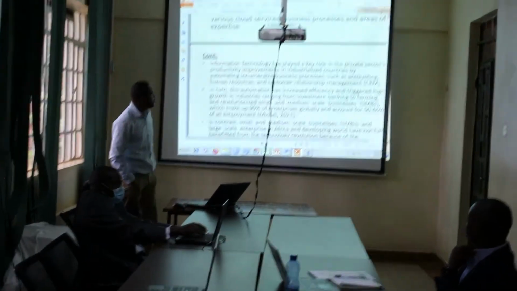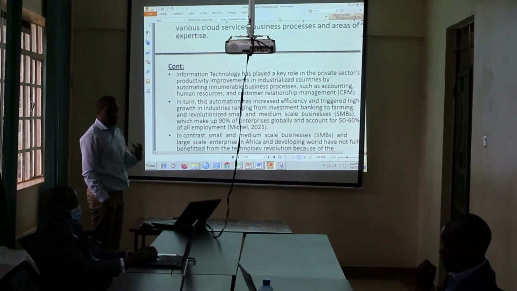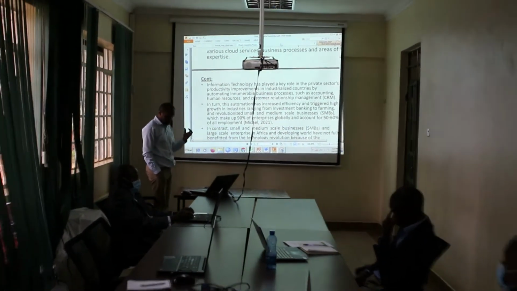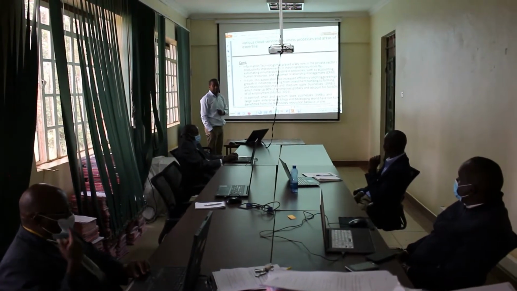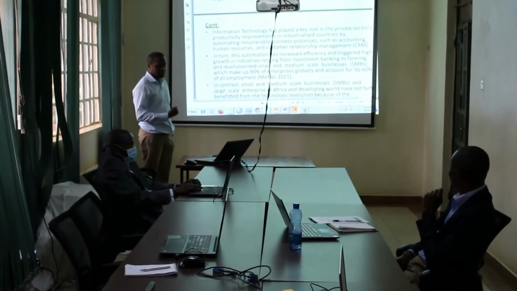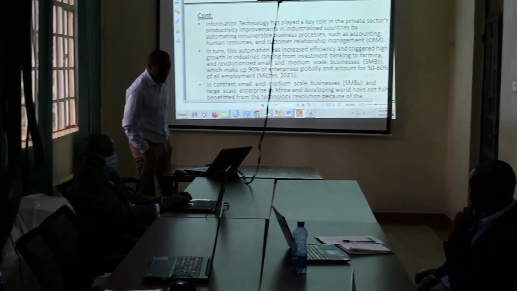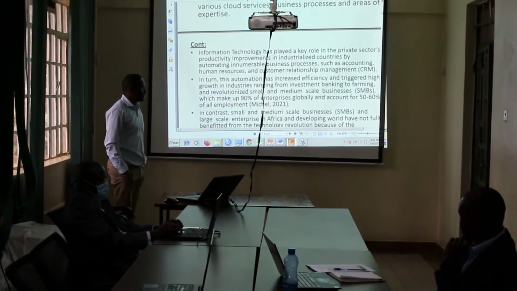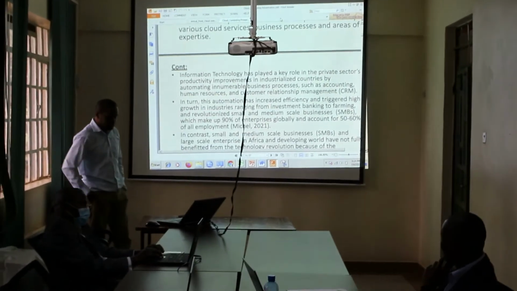Cloud computing has played a key role in the private sector's productivity improvements in industrial countries by automating innumerable business processes such as accounting, human resources, and customer relations management systems. And that means that information systems are able to automate both core activities and support activities in any business setup. In turn, this automation has increased efficiency and triggered high growth in industries ranging from investment banking to farming and revolutionized small and medium scale businesses, which make up to 90% of enterprises globally and account for 50 to 60% of all employment in these particular countries.